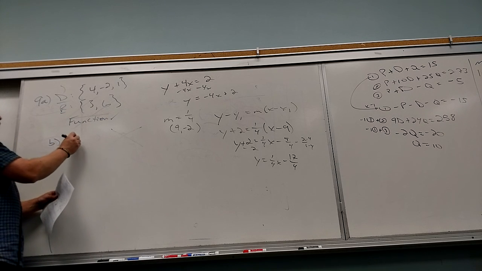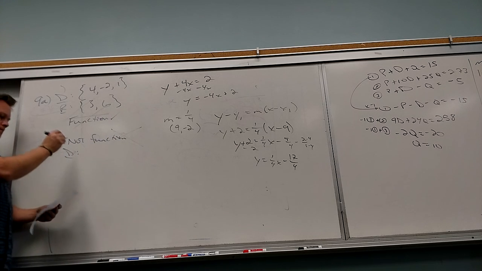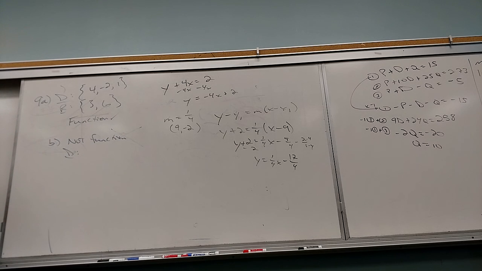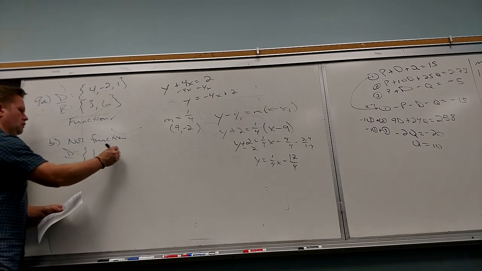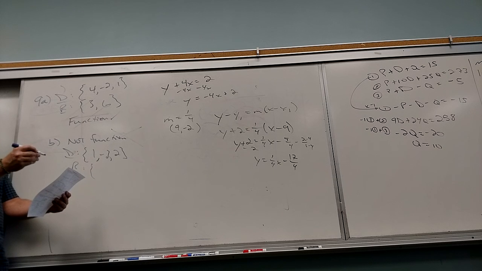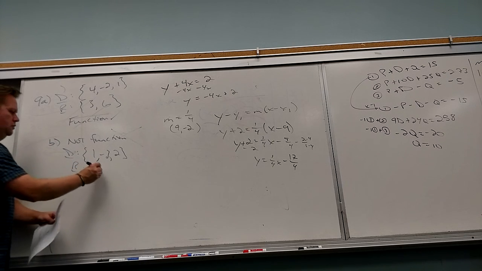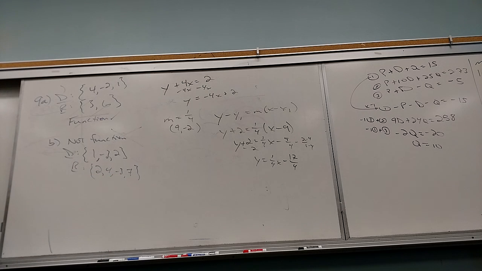What's the domain and range for B? We already know it's not a function. What's the domain? 1, negative 3, and 2. What's the range? 2, 4, negative 3, 7. That's a nice thing about set notation: you don't have to have them in order. Just plop them on down there.